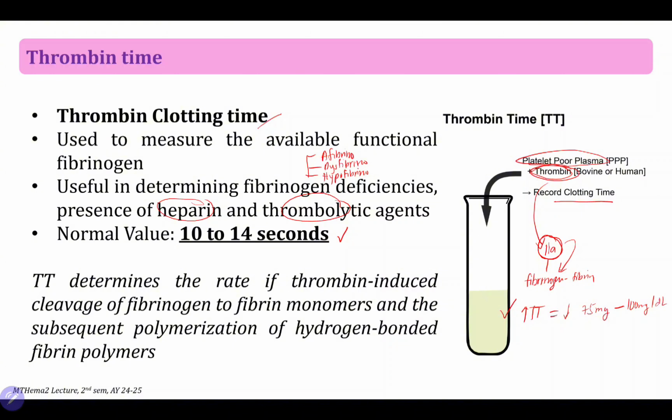Okay? Eh, di ba ang normal range natin for the levels of your fibrinogen is 200 to 400 milligrams per deciliter. So, meaning ito, sobrang baba na ng kanilang fibrinogen levels, and therefore, if mababa ang fibrinogen levels nila, mababagal din ang kanilang coagulation or clotting.